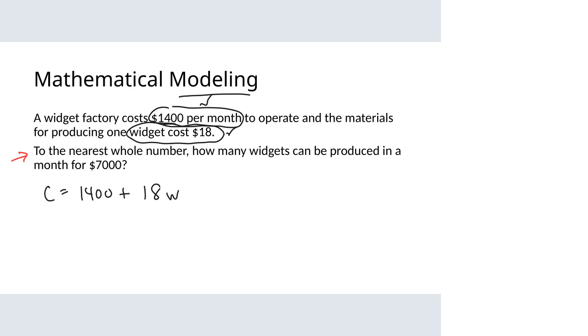So there's our model. In the last example we looked at, it told us how many toppings. The equivalent here would be if it said, well, how much does it cost to make 400 widgets? And we would plug 400 in for W.